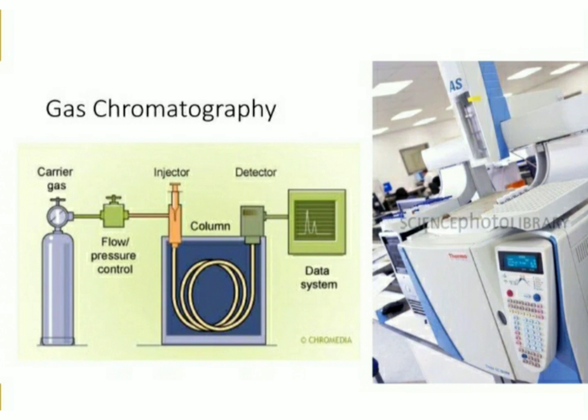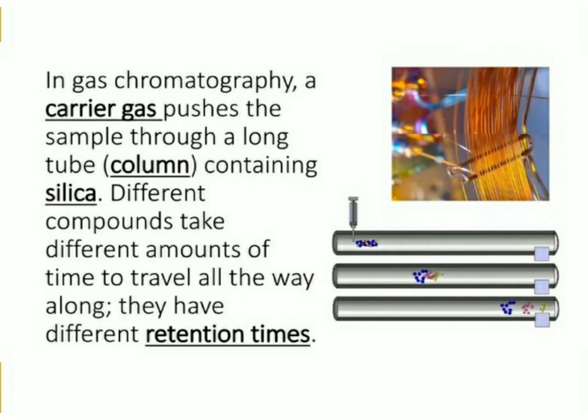Here is the instrument for gas chromatography. In the first figure, block diagram of the instrument: carrier gas, flow pressure control, injector, column, detector, and data system, or readout device. We can see in gas chromatography, a carrier gas pushes the sample through a long tube, meaning the column, containing silica.